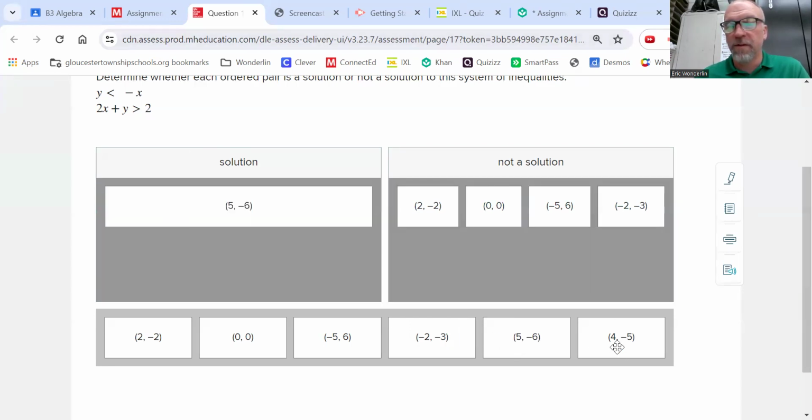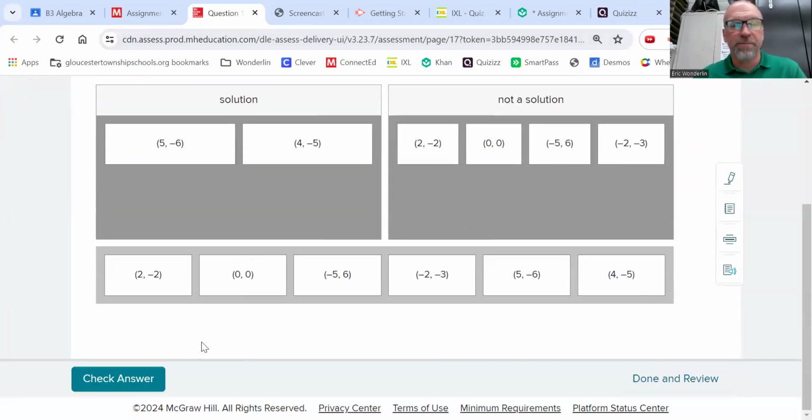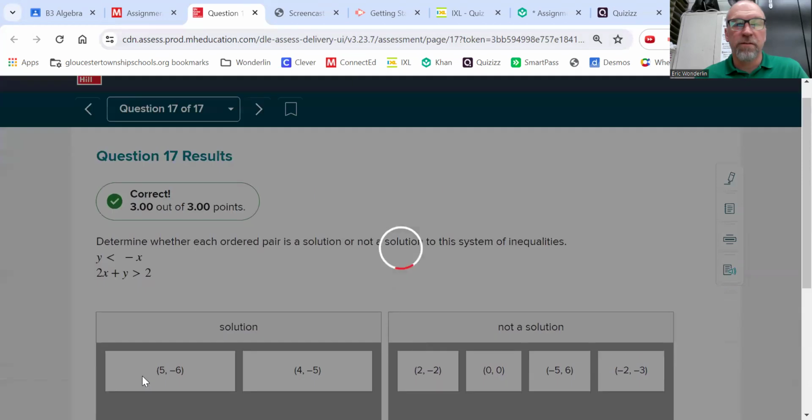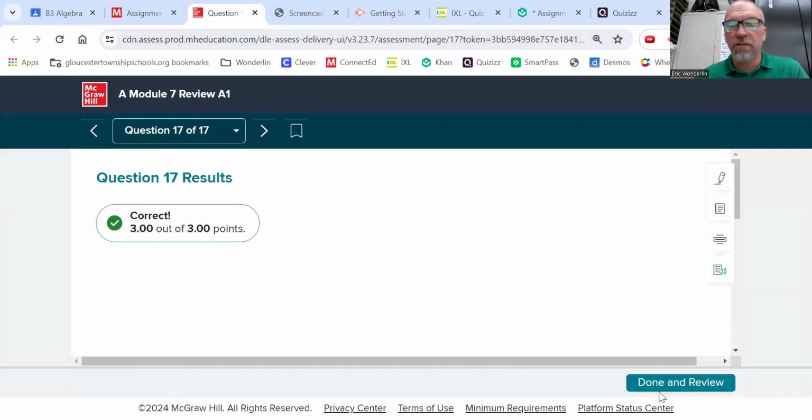Last one. X is 4. That's negative 4 then. Y is negative 5. Is negative 5 less than negative 4? Sure is. Inequality 2. X is 4. 2 times 4 is 8. Plus negative 5. 8 minus 5 is 3. Is 3 greater than 2? Got solution number 2. Check my answer. Man, I'm a genius.